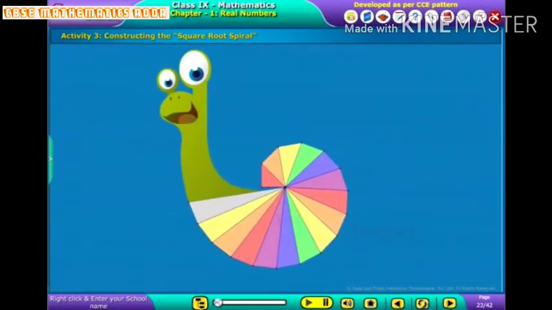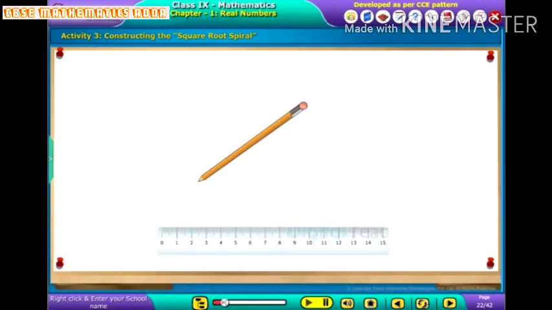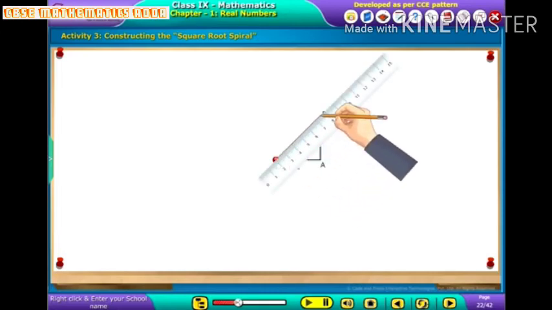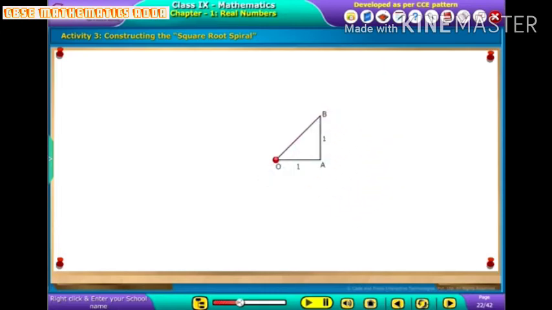Let us do an activity on constructing the square root spiral. Take a large sheet of paper, pencil and scale. Mark point O on it and draw a line segment OA of 1 unit length. Now draw a line segment AB perpendicular to OA of the same 1 unit length. Joining OB, using Pythagoras theorem, we know the distance OB is equal to root 2. Again, draw a line segment BC of unit length perpendicular to OB.